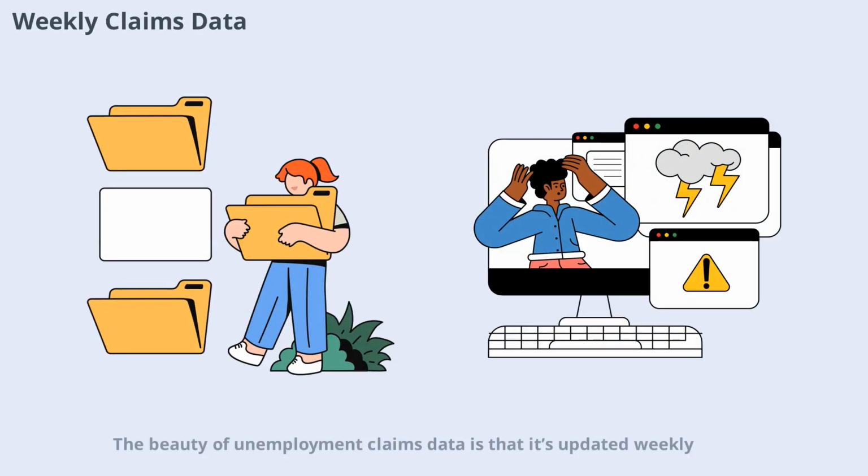The beauty of unemployment claims data is that it's updated weekly. This makes it one of the most timely economic indicators available. Unlike other data that might be released monthly or quarterly, weekly claims give you a near real-time look at what's happening in the job market. If you notice a consistent upward trend in claims, it's a strong signal that the economy is under stress. Economists and investors use this data to adjust their forecasts and strategies quickly.